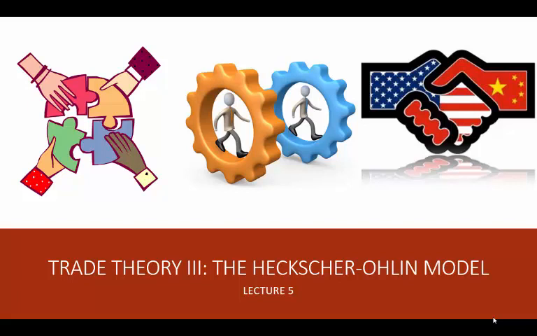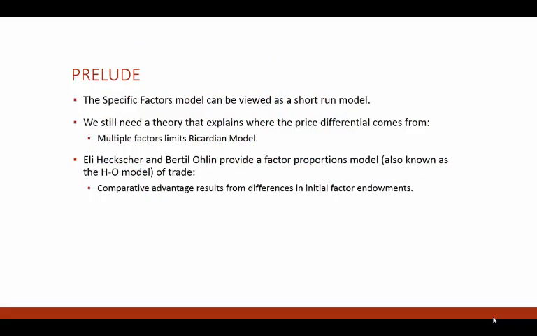This lecture is on the Heckscher-Ohlin model of trade, also known as the HO model or the factor proportions theorem. In our last lecture, we considered the specific factors model of trade as a short-run situation in which some factors were specific to particular industries.